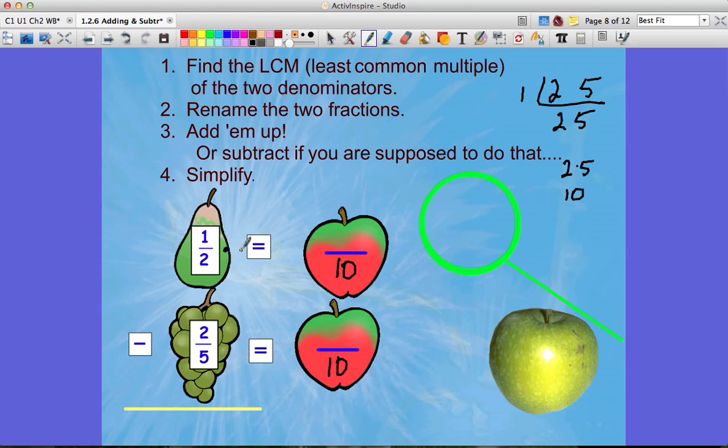So up here, 2 times 5 will give me 10, so I have to multiply by 5 on the top. 1 times 5 gives me 5, which makes sense because 5 is 1/2 of 10, so having 5 out of 10 would be half. Now in this case, to go from 5 to 10, I multiply by 2, so I have to multiply by 2 on the top, so I get 4/10. And now I subtract like I normally would because it is still a subtraction problem, and I get 1/10.